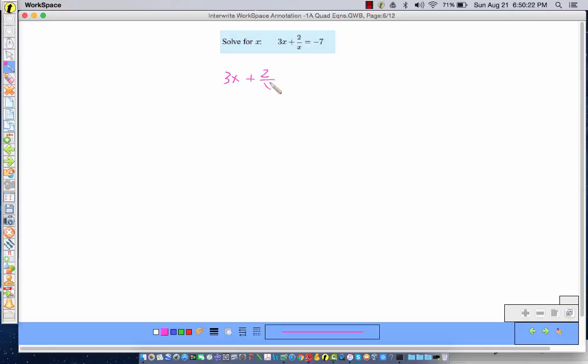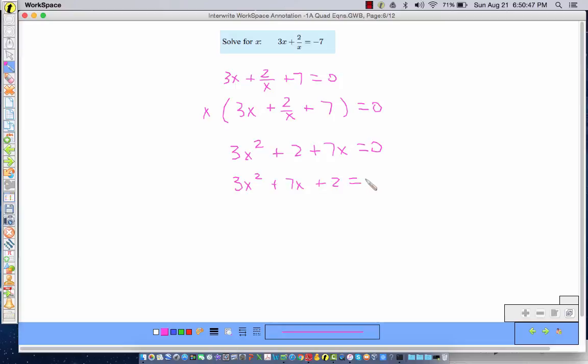So I'm going to add 7 to both sides. That equals 0. Then I'm going to multiply the whole darn thing by x, and that is to clear this denominator. Distributive property gives me 3x squared plus 2 plus 7x equals 0. I'll go ahead and split the middle term on this one. 3x squared plus 7x plus 2 equals 0, just to make you more comfortable in descending order of exponents.